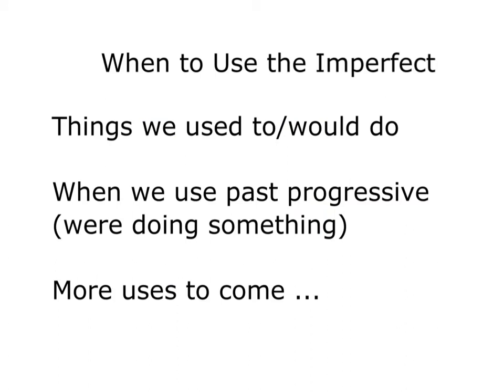Now that we know how to make them, let's talk about when to use them. You use the imperfect to talk about things that we used to do or things that we would do in the past. We use the imperfect whenever in English you would use the past progressive, like we were doing something, we were studying, we were walking, I was eating breakfast. And there are more uses to come. Later on, we'll learn how to contrast and compare our 2 big past tenses, the imperfect and the preterite. For now, we're going to stick with things that we used to do or things that we would do in the past.